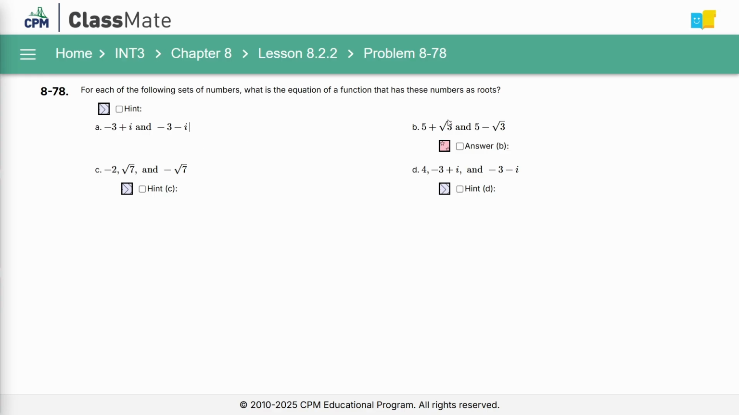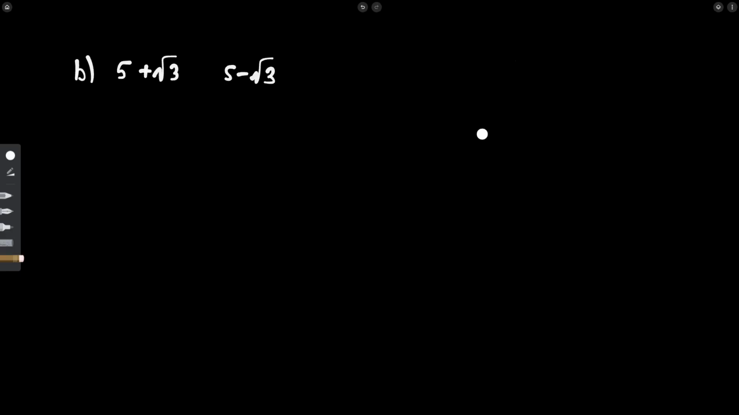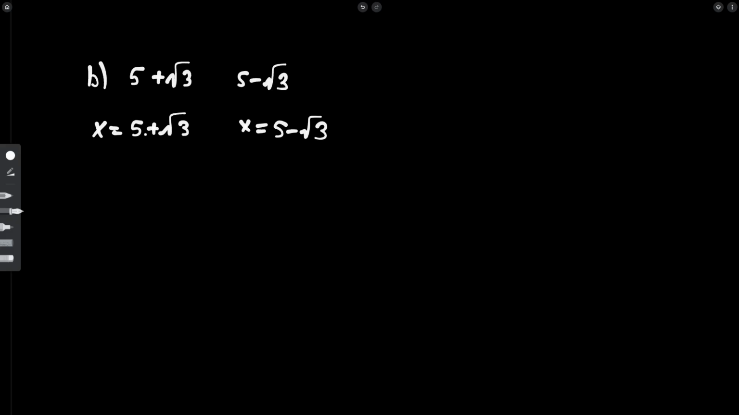We'll continue here with part B of this question. We have the roots 5 plus square root 3 and 5 minus square root 3. Here we are. We can set these both equal to x to make it a little bit easier to visualize. x equals 5 plus root 3, x equals 5 minus root 3. And we can use the exact same method as before with the imaginary number, but this time we isolate the square root, because when we move this 5 over and we isolate the square root, then we square both sides like before.